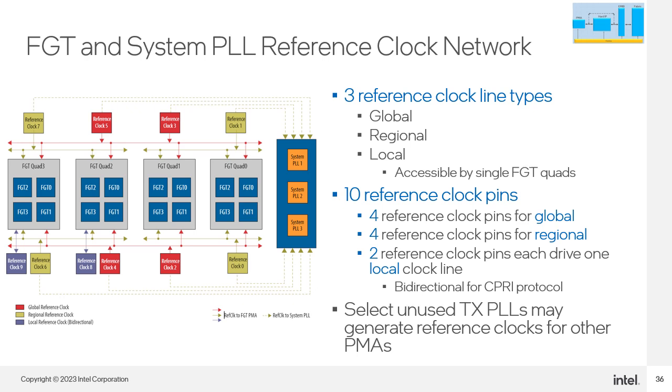For connecting source clocks, there are 10 reference clock pins on the FPGA. 4 connect to global lines, 4 connect to regional lines, and 2 each connect to a single local clock line. The 2 local reference clock pins are bidirectional to support protocols like CPRI. In addition, select unused TXV PLLs may also be used to generate reference clocks for neighboring channels. This is like older Intel FPGA transceiver architectures.